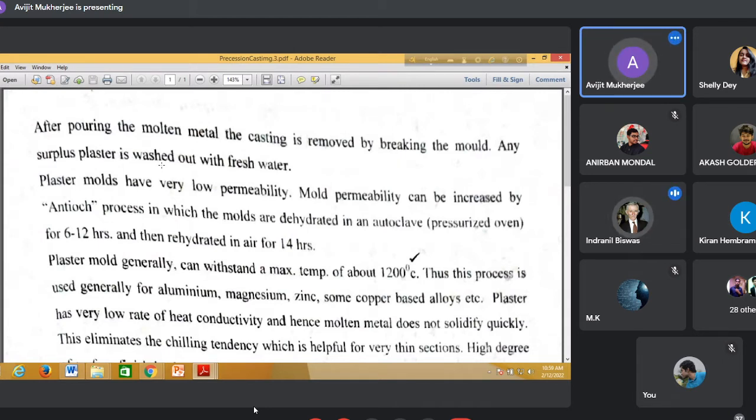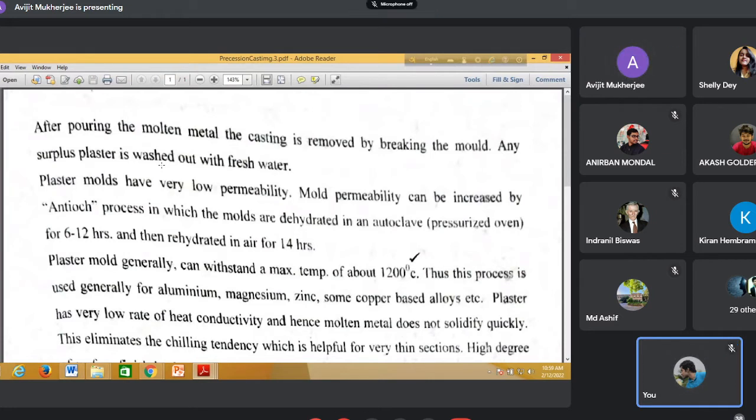Plaster of Paris mold can generally withstand a maximum temperature of 1200 degrees centigrade. This is important to be noted. 1200 degrees centigrade. That's why it is suitable for non-ferrous metals, because when ferrous metal is melted, it will have a higher temperature than 1200, so it can't stand.